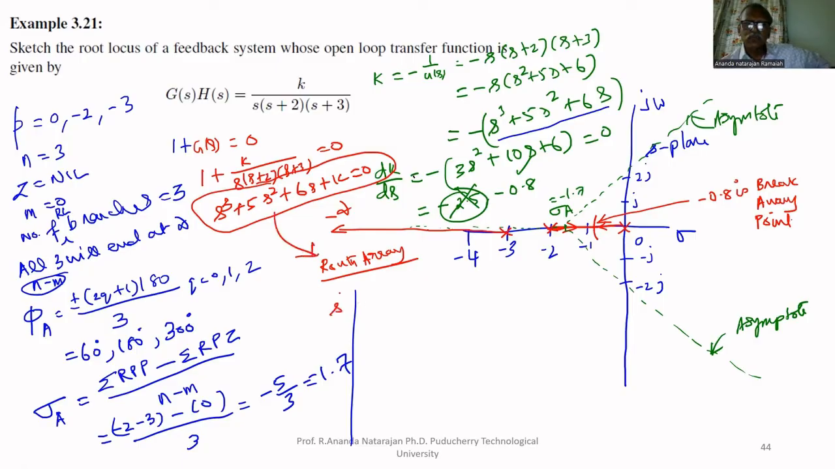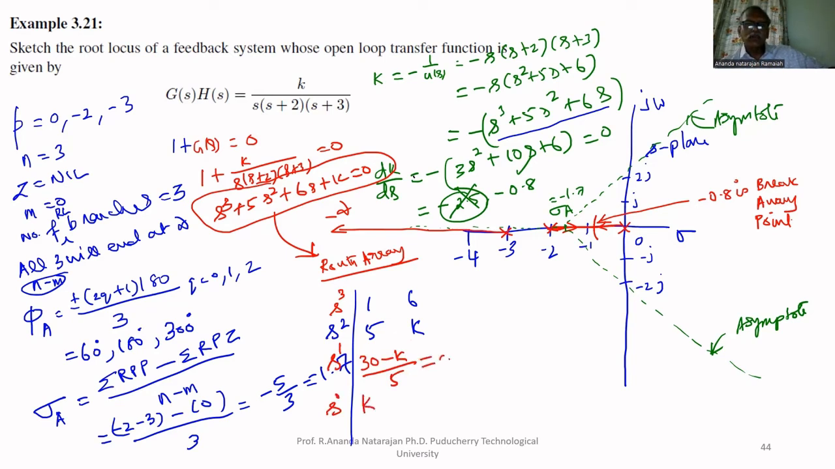Therefore, s cube, s square, s power 1, s power 0. We have to write 1, 5, 6, k. Then for s power 1, it is 30 minus k divided by 5. S power 0 is k. How to find the k max?